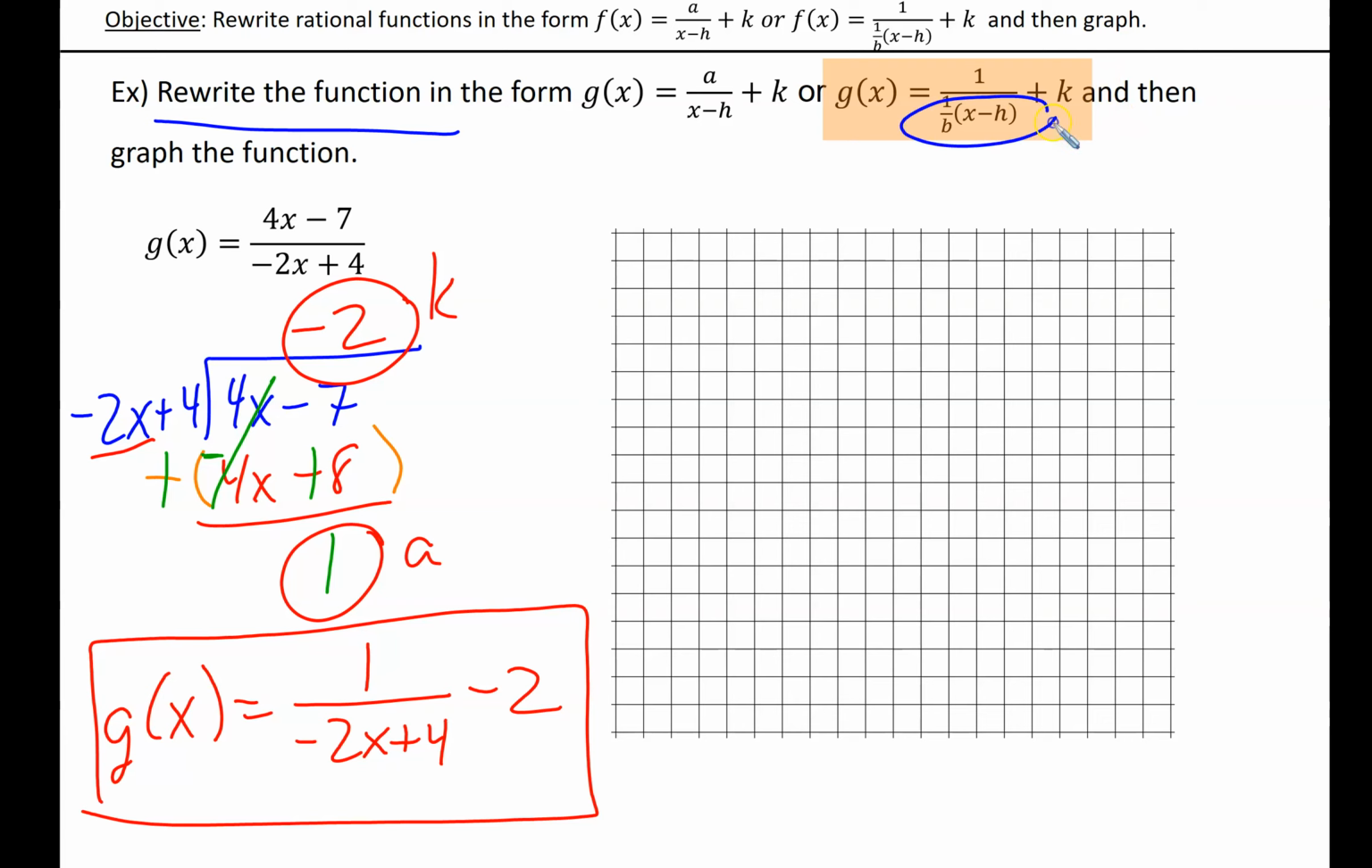Remember we talked about in that previous lesson about this denominator, that 1 over b has to be factored out. And that's what this -2 is. This -2 is our 1 over b. So we should expect to get this form right here.